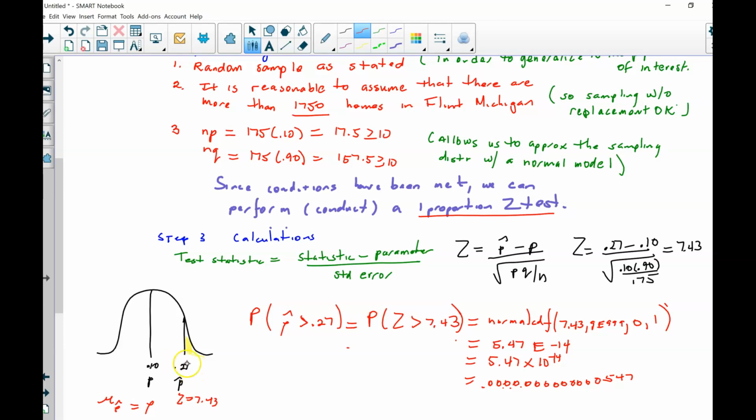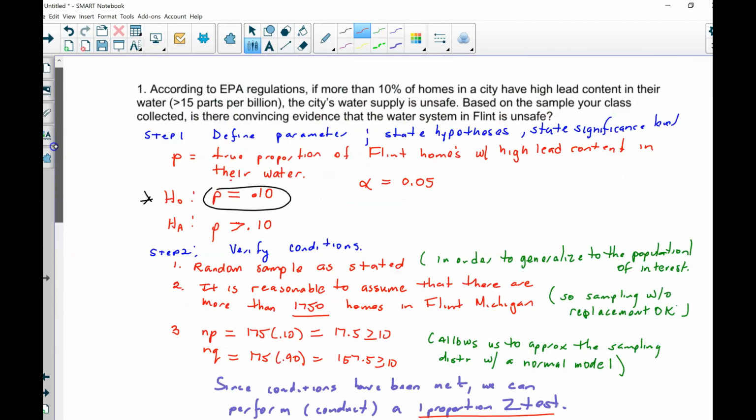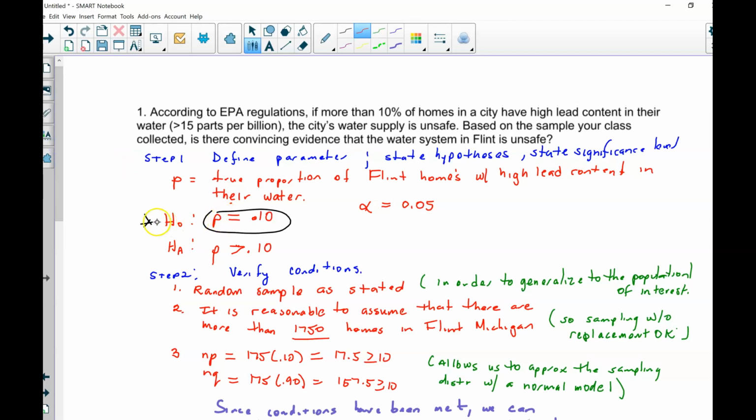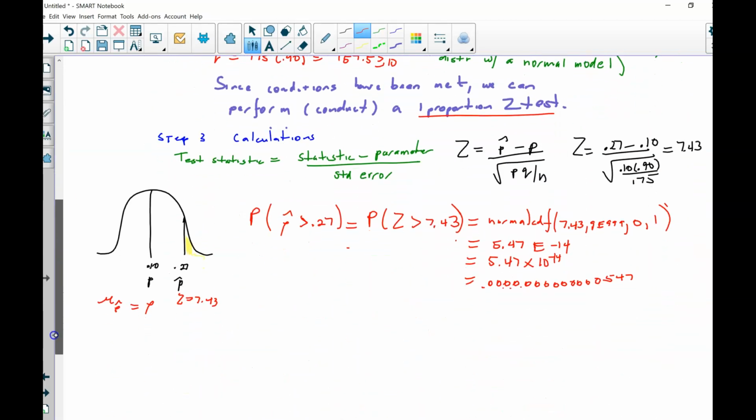So basically, what is this saying? This is saying that, assuming that 10% is the true proportion, the chance that you could have gotten a sample proportion of 27% is practically nil. So that means there has to be something wrong with your original null hypothesis. You shouldn't be able to get that value. It would be highly unlikely. So we're going to go on to our last step, step 4, which is where we interpret our p-value and draw conclusions. So what is our p-value?